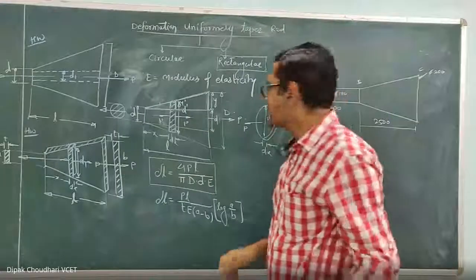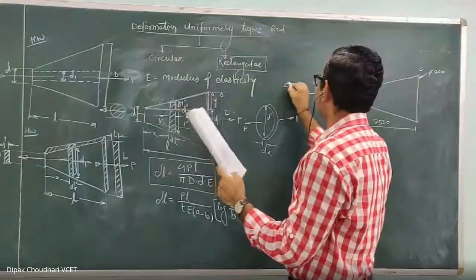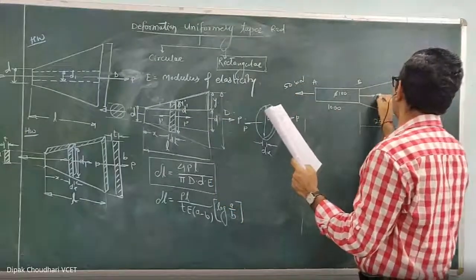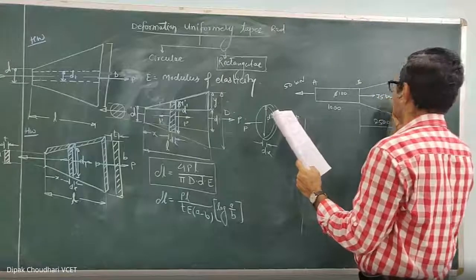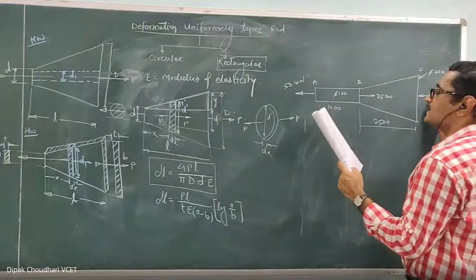Now this part is subjected to some axial forces. Here it is 50 kilonewton at A. At intermediate point B there is 75 kilonewton. And at C there is a compressive force of 25 kilonewton.